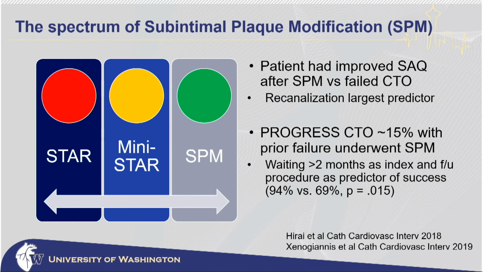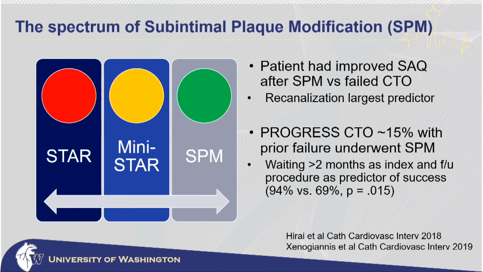There is some data on that, I mean, that's limited, but if we look at the registries we have in open CTO, patients actually did have improvement in their Seattle Angina questionnaires after subintimal plaque modification versus just a regular failed CTO without that. And recanalization was the largest predictor. So that sort of argues that there is some physiologic basis that wasn't purely us telling the patient what happened in a placebo effect.